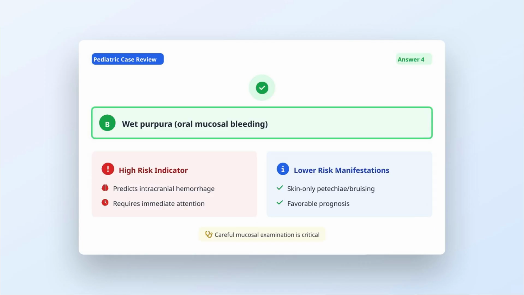Wet purpura, or bleeding from mucous membranes in the mouth, is associated with an increased risk of serious bleeding, including intracranial hemorrhage. This finding warrants immediate attention and often treatment. In contrast, skin-only manifestations like petechiae or bruising, even if extensive, generally indicate a more favorable prognosis. This is why careful examination of mucous membranes is critical in the assessment of children with suspected ITP.